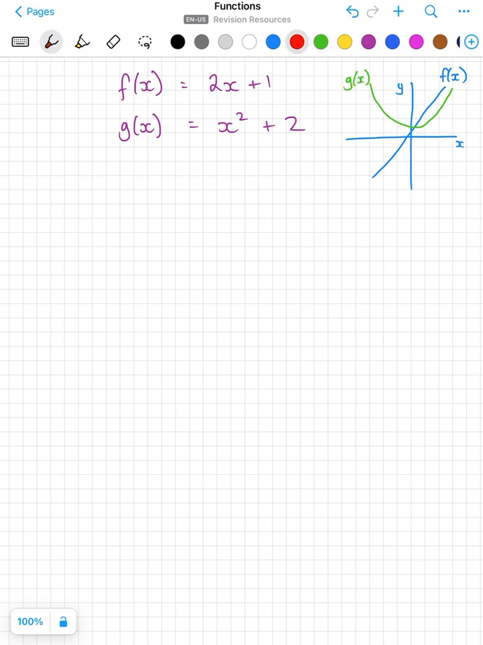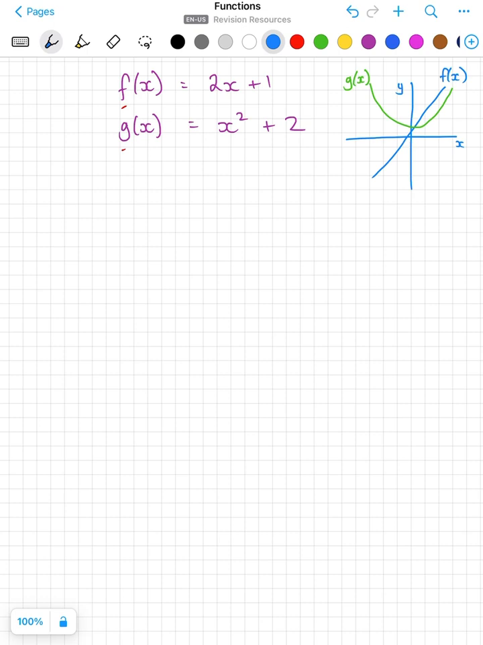So instead of them equaling y, in terms of y equals mx plus c for our first equation, we don't want them equaling y because they don't equal the same thing. So we're just calling them f of x and g of x to show that they are two different functions.